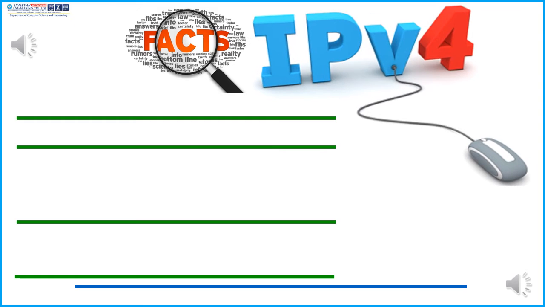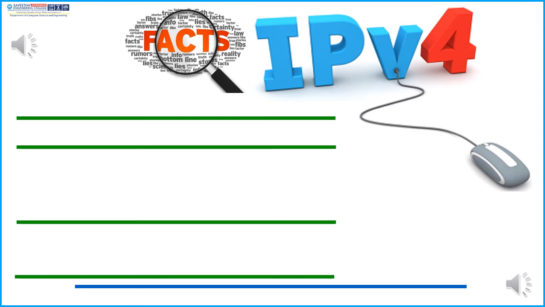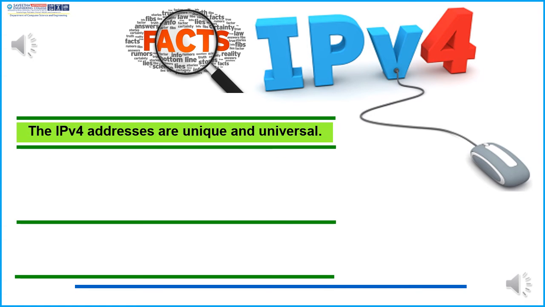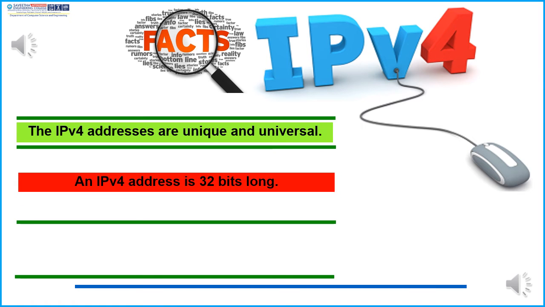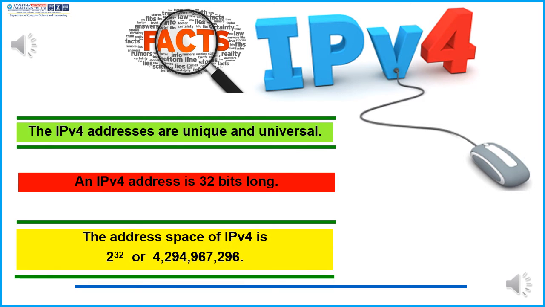Here we see some facts of IP version 4. The IP version 4 or IPv4 addresses are unique and universal. The identifier used in the IP layer of the TCP/IP protocol suite to identify the connection of each device to the internet. An IPv4 address is a 32-bit address that uniquely and universally defines the connection of a host or a router to the internet. The IP address is the address of the connection and not the host or the router.